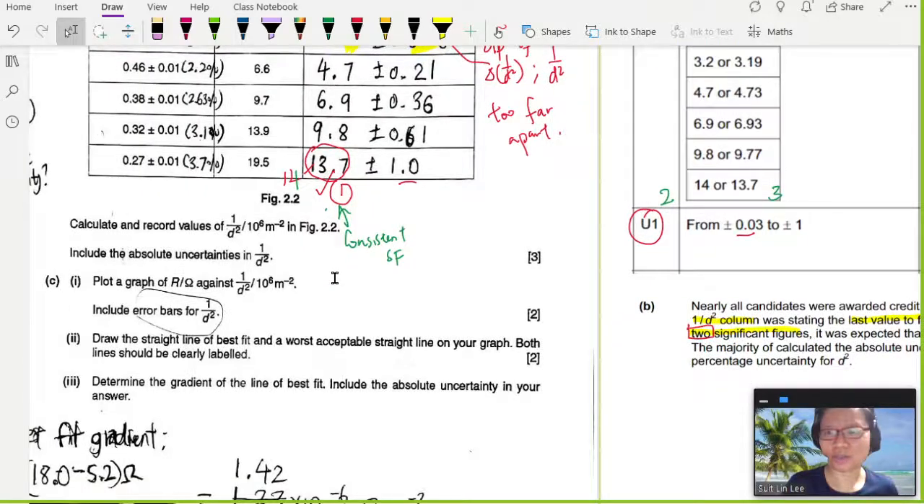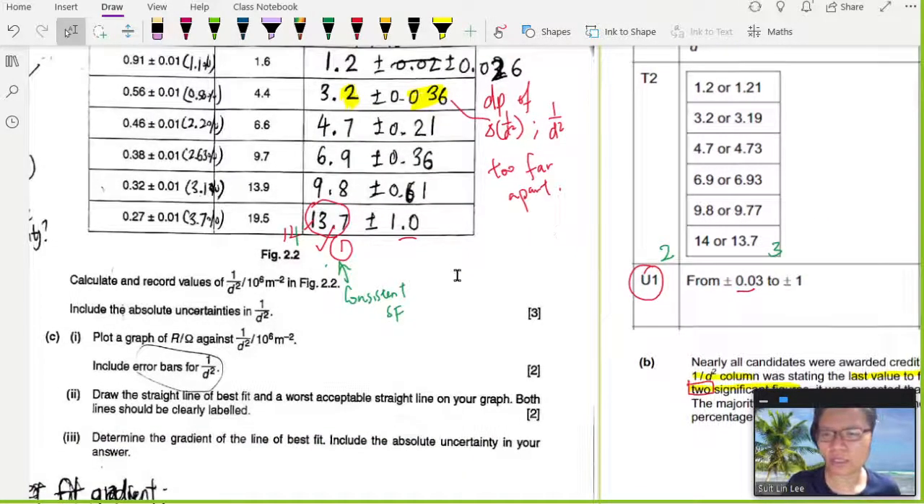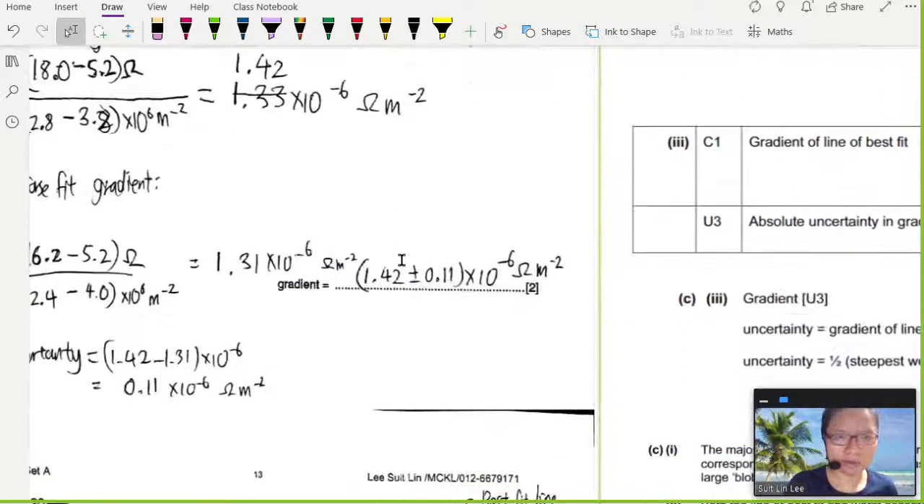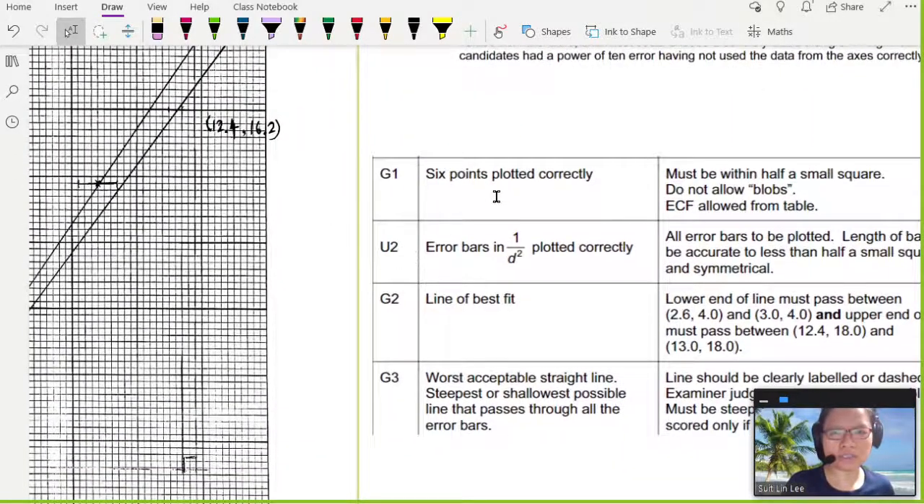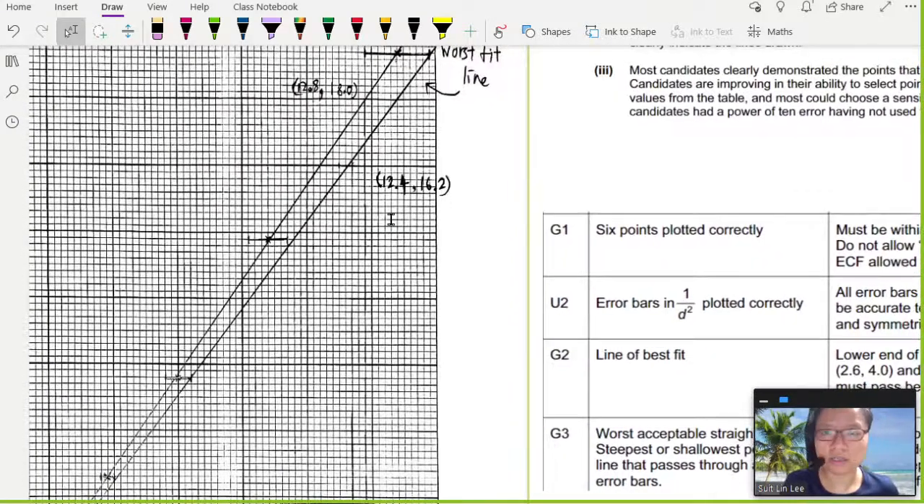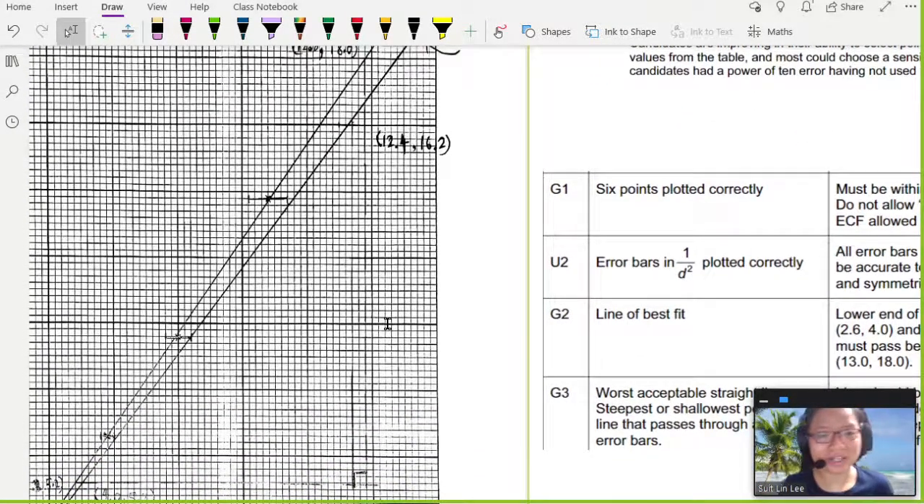Alright, so let us continue. So this one is 3 marks, so the person gets 2 out of 3. Plot a graph of this against this. Include error bar. Okay, boss. Let's go stare at the graph. Oh, looks easy. 6 points plotted correctly. So 1, 2. How do they know? Everyone has the same graph lah.